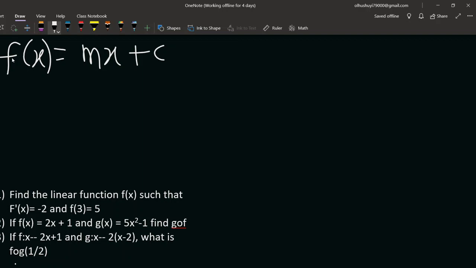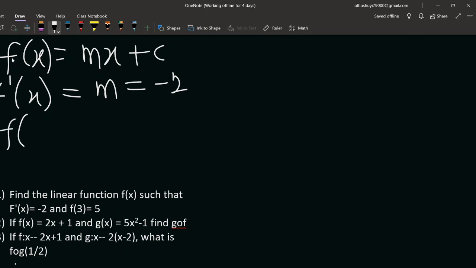Am I communicating? Good. Now they said f prime of x, if we differentiate this, of course, f prime of x should be equal to m. And they said that is equal to minus 2. Do you get that? So f of 3 will be, put that into that equation, m times 3 plus c is equal to 5.